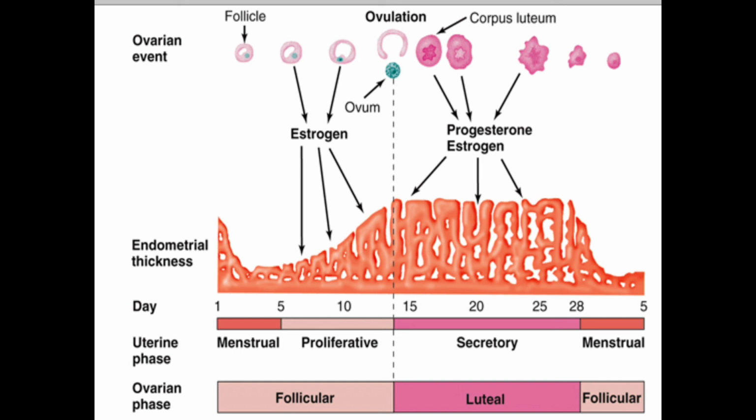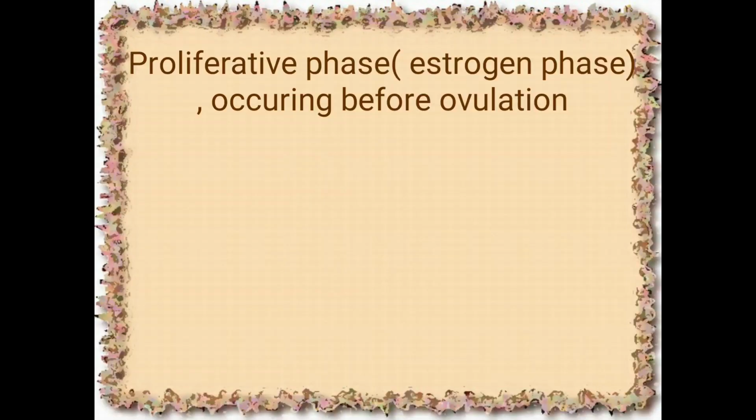In these endometrial changes, the endometrial thickness changes in different phases of the menstrual cycle. In the menstrual phase it is very thin, very small. In the proliferative phase the thickness increases, and in the secretory phase the thickness is more. First we will see the proliferative phase.